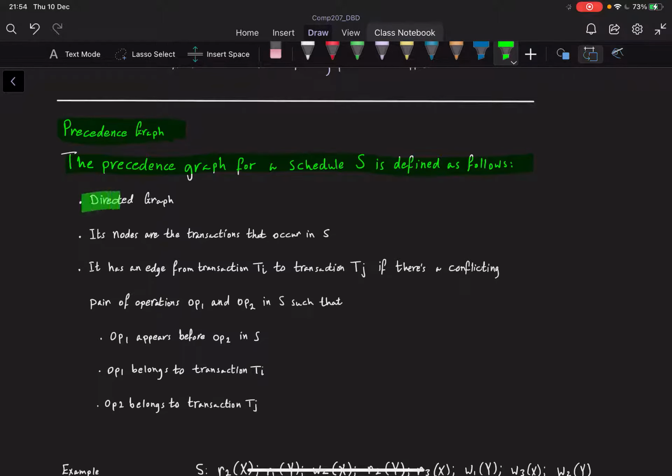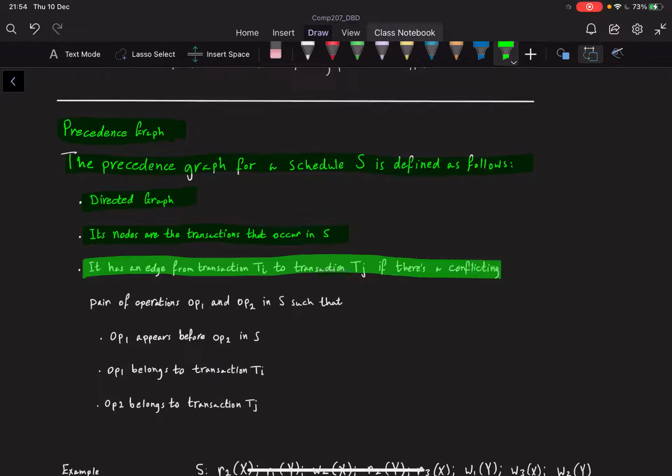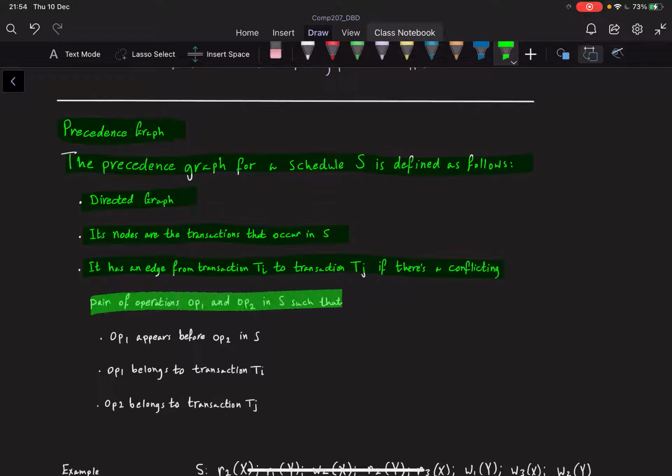It is a directed graph, okay? Its nodes are the transactions that occur in S. It has an edge from transaction Ti to transaction Tj, okay, if there is a conflicting pair of operations. So there is a condition: if there is a conflicting pair of operations, otherwise there would be no edge.